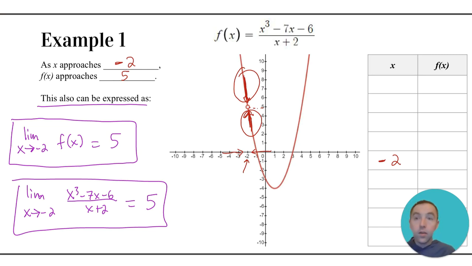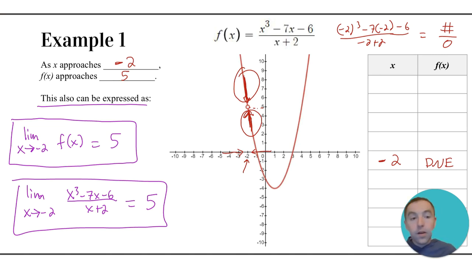Now, if we were to actually plug -2 into the rule right here and do -2 cubed minus 7 times -2 minus 6 over -2 plus 2, you're going to get some number divided by 0, which becomes undefined. So it turns out that in this particular example, f of -2 doesn't exist at all because there's a hole right there. But even if there was a number right there, that wouldn't matter in terms of the limit of the function, right? Because as I said earlier, the value of the function at that point does not matter at all in terms of what its limit might be.